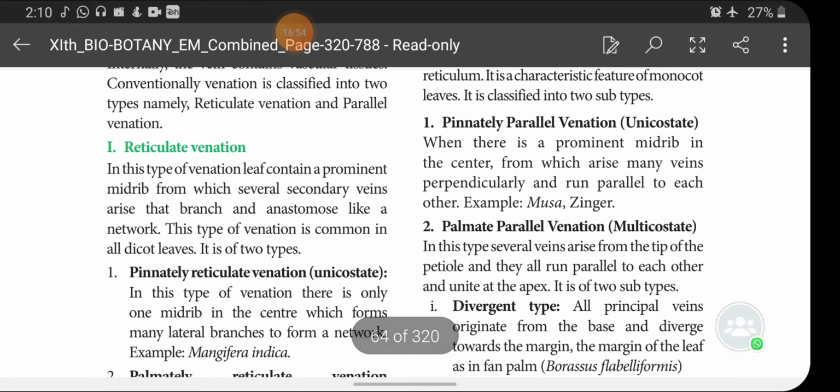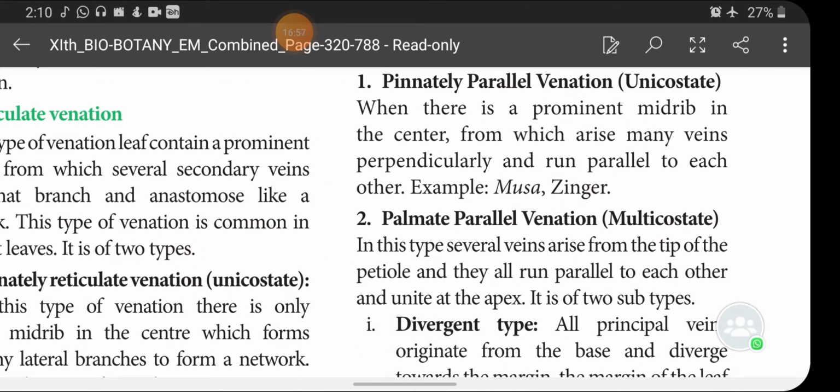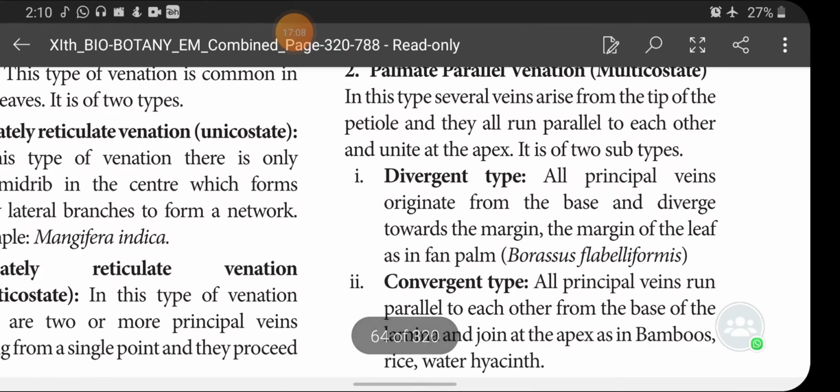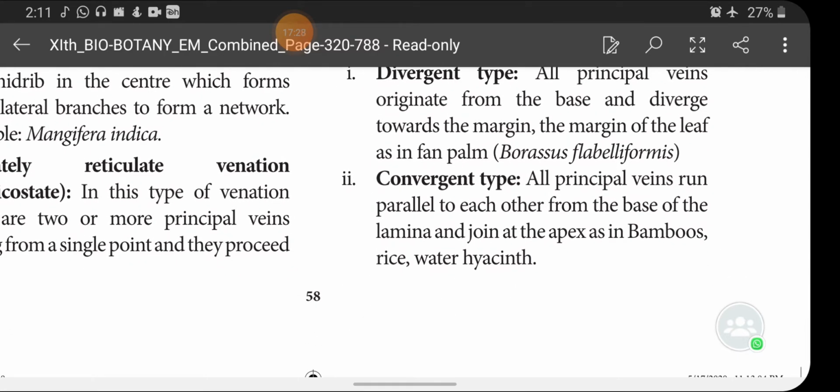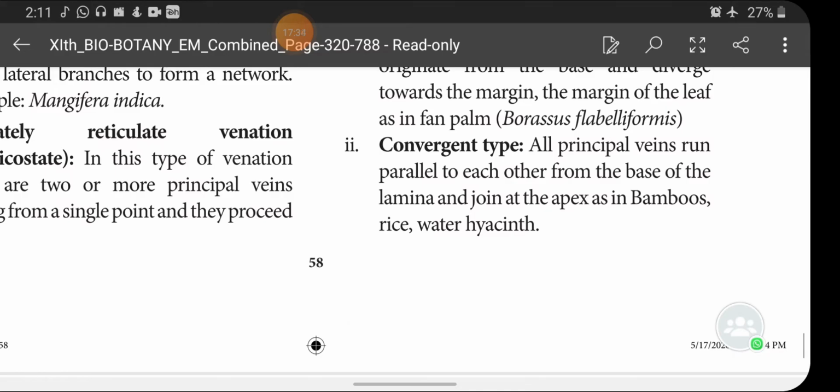And palmate parallel venation, that is multicostate. In this type, several veins arise from the tip of the petiole and they all run parallel to each other and unite at the apex. It is of two types. Divergent type: all principal veins originate from the base and diverge towards the margin of the leaf, as in fan palm, that is Borassus flabellifera. Next, convergent type: all principal veins run parallel to each other from the base of the lamina and join at the apex, as in bamboos, rice, water hyacinth.